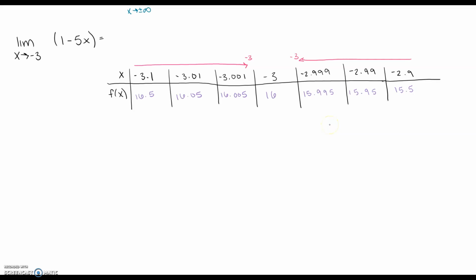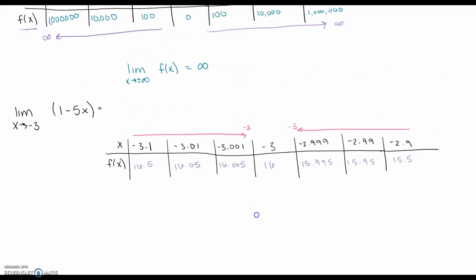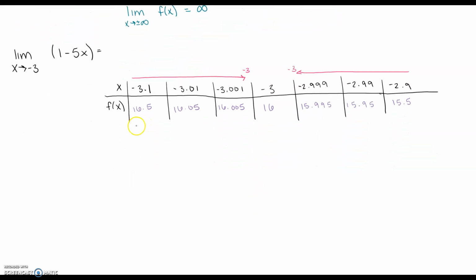Now that we figured out our y values, we need to make a conclusion about them. And from the left, it looks like we're getting really close to 16. And from the right, it also looks like we're getting really close to 16. So that means the limit as x approaches -3 of this function, we're approaching 16.